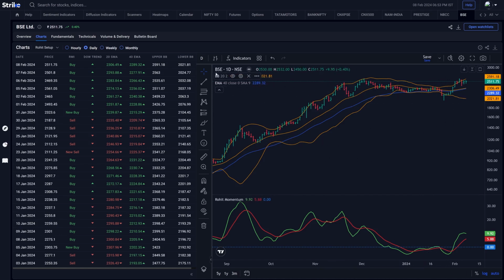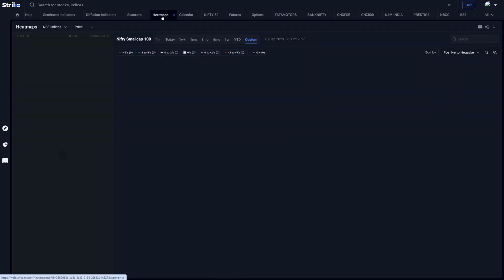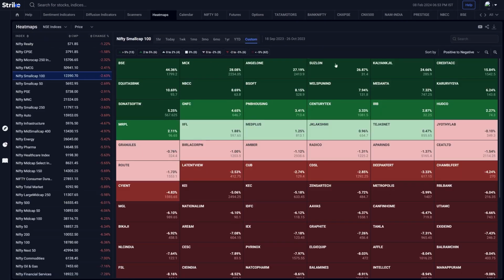So is it necessary that we trade every stock that we come across? The answer is no. There are many outperformers, a lot of green over here. We can continue to explore different setups and find the stocks that we like. So that's the approach that we take.